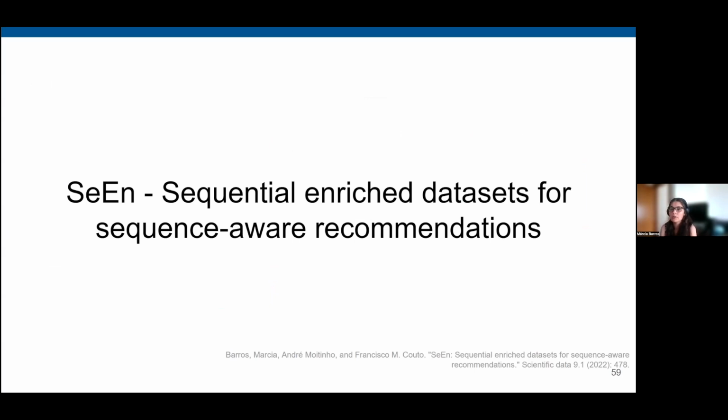Now another approach. This is more or less similar to the previous one, but it was applied to sequential recommendations. Okay, so this method is called SEAN, sequential enriched datasets for sequence-aware recommendations.